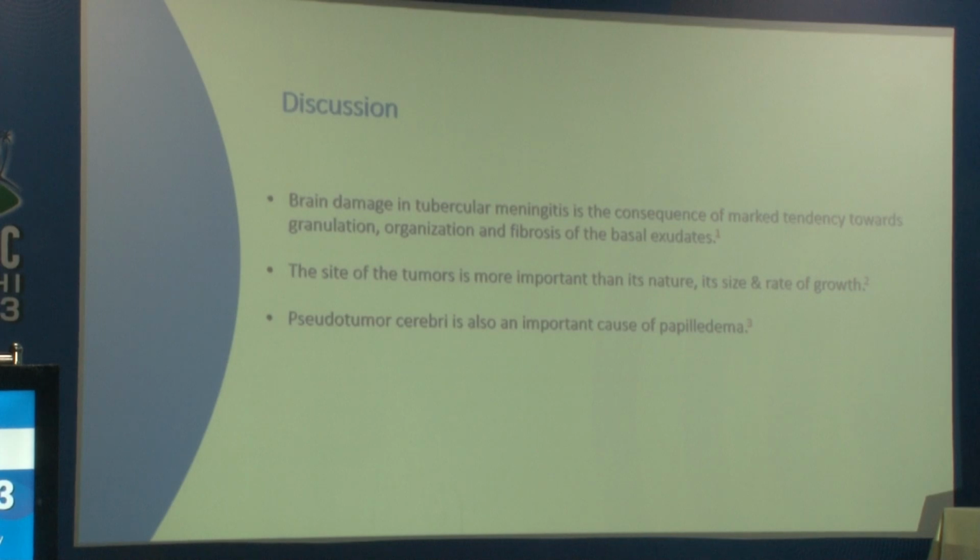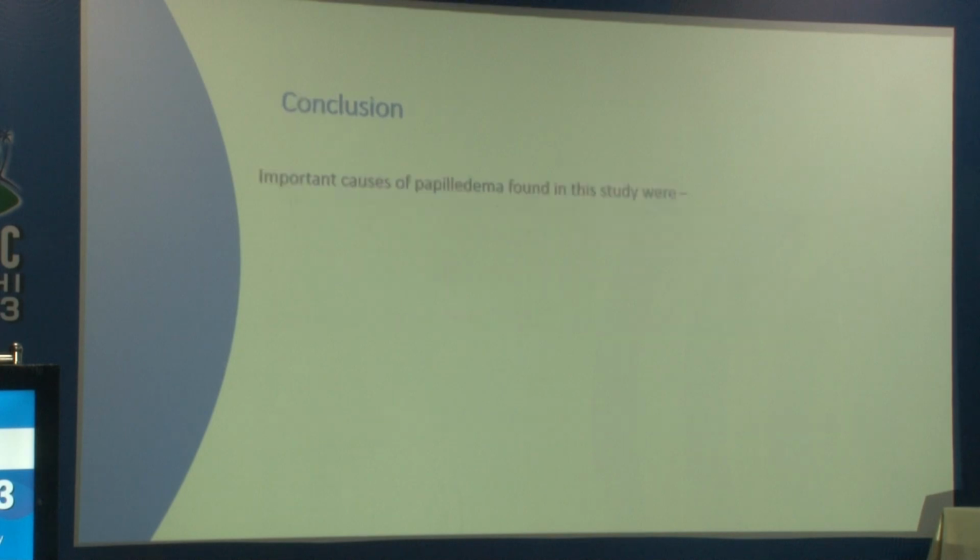Discussion: brain damage in tubercular meningitis is the consequence of a marked tendency towards granulation, exudation, and fibrosis of basal exudate. The site of tumor is more important than its size, nature, and rate of growth. Pseudotumor cerebri is also an important cause of papilledema. The limitation of this study was that the presence of papilledema was assessed subjectively. So we may miss some cases of early papilledema or may misdiagnose some cases of pseudopapilledema as papilledema.